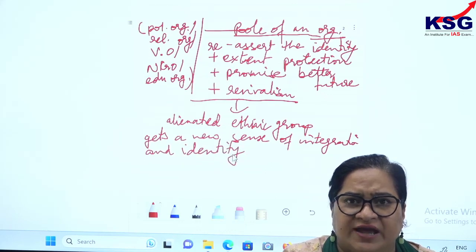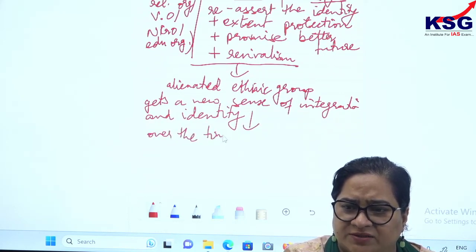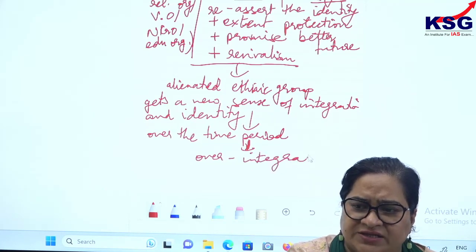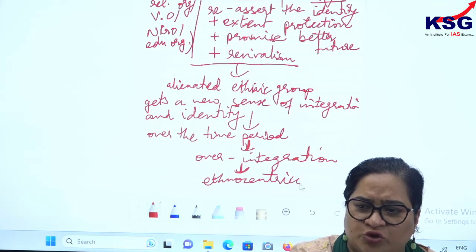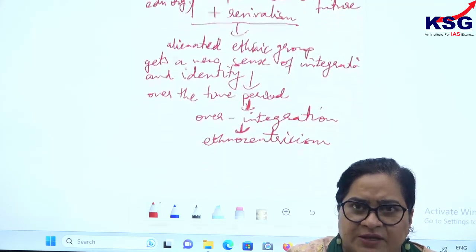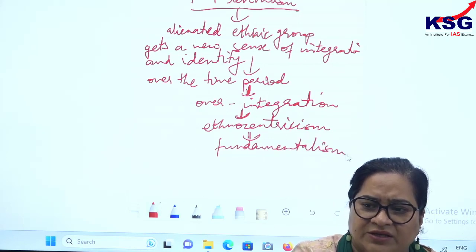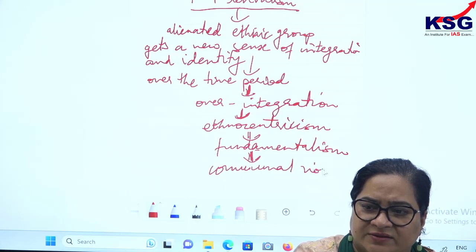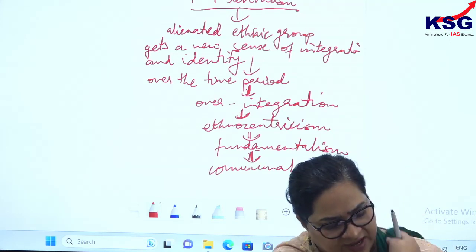When it gets a new sense of integration and identity, because of which, what do we see? Over the time period, it leads to over integration. And this over integration will ripen into ethnocentrism. This ethnocentrism, now I hope majority of you are able to recall the diagram. And this ethnocentrism will further ripen into fundamentalism. And this fundamentalism will lead to communal violence. Right? So, liberal economy, this is the regressive aspect associated with it.